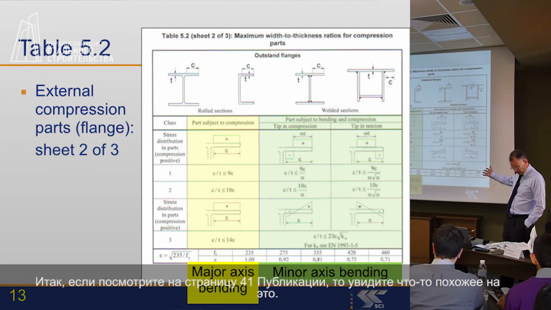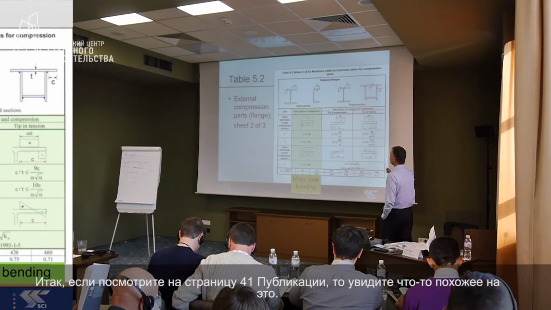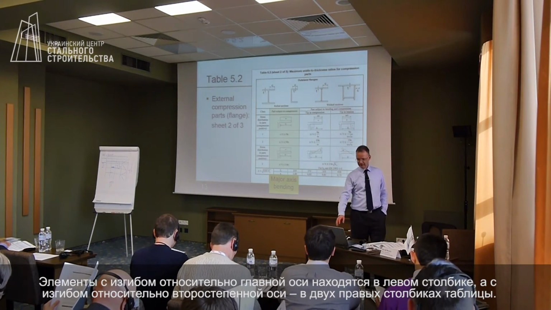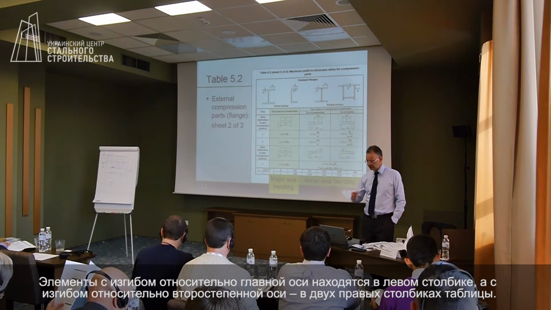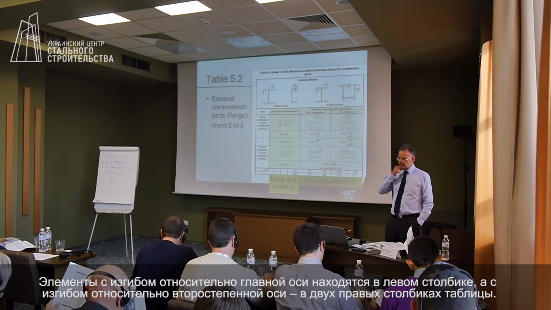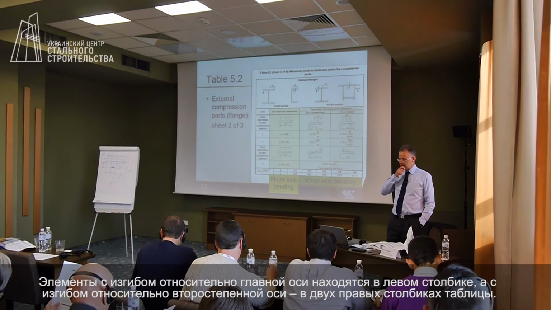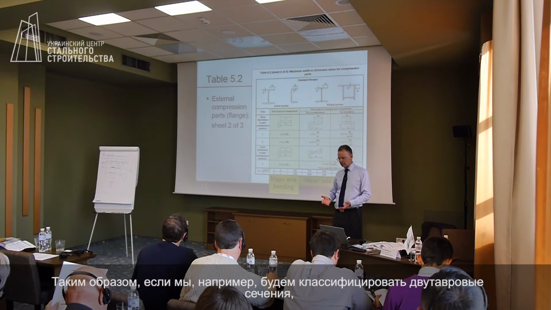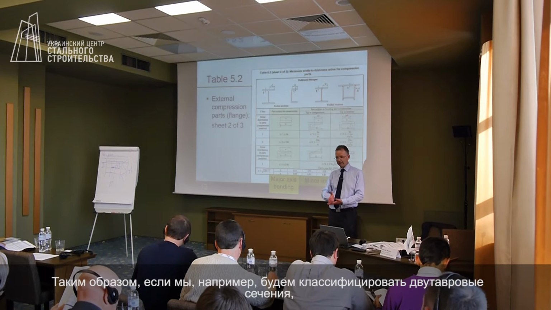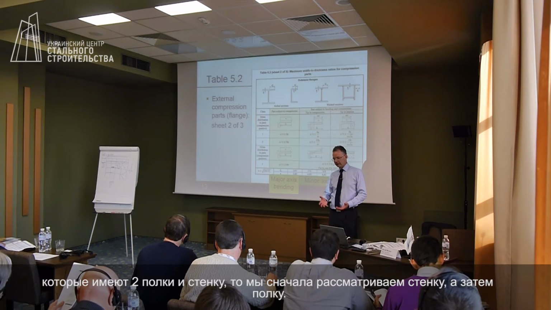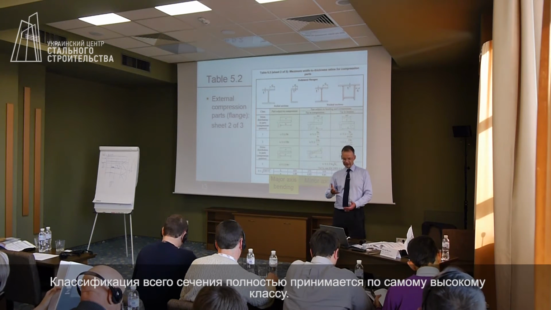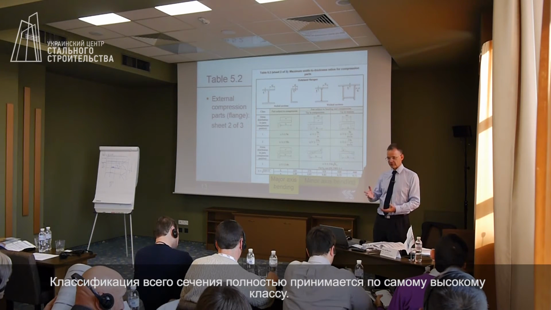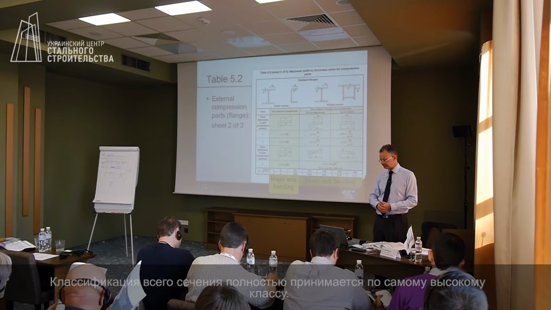So on your page 41 looks something like this: major axis bending, left-hand column, and the two right-hand columns are for minor axis bending. So if we were classifying an I section, for example, with two flanges and a web, we would look at the web, we would look at the flange, and the classification of the whole section is the highest class from either the web or the flange.